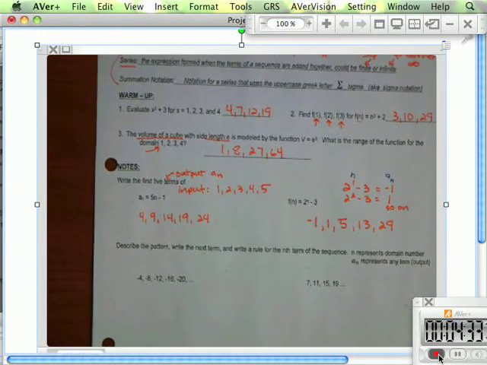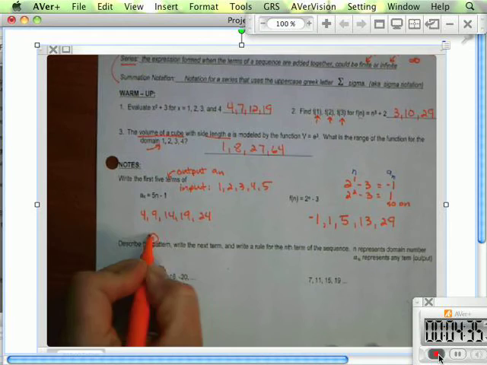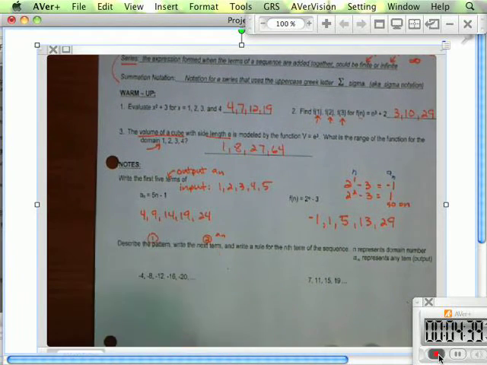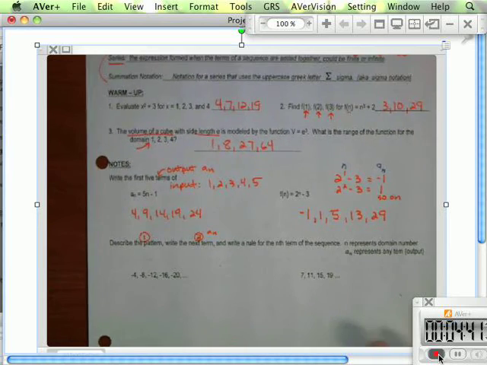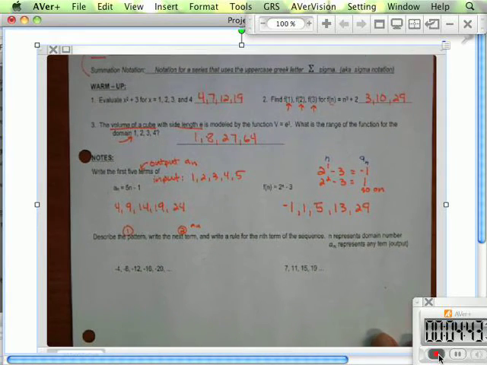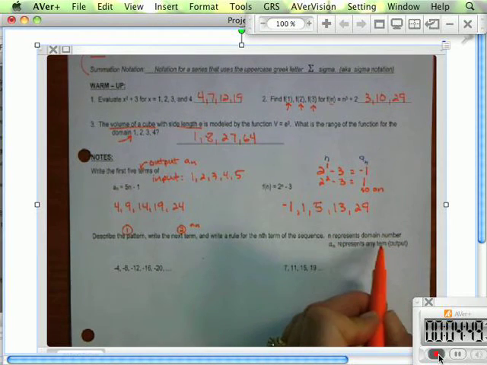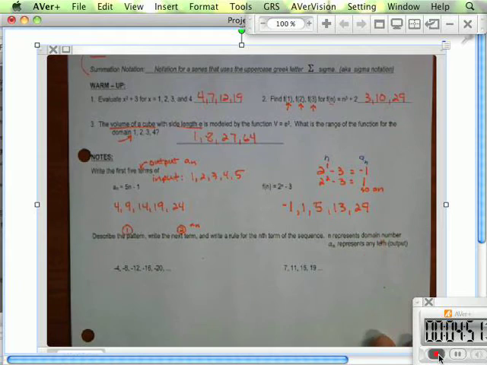Second thing says describe the pattern. That's one thing I have to do. Write the next term, which is A of n, or output. And write a rule for the nth term of the sequence. Remember, n represents the domain number. A of n represents any, oops, supposed to be term, sorry, term or output.